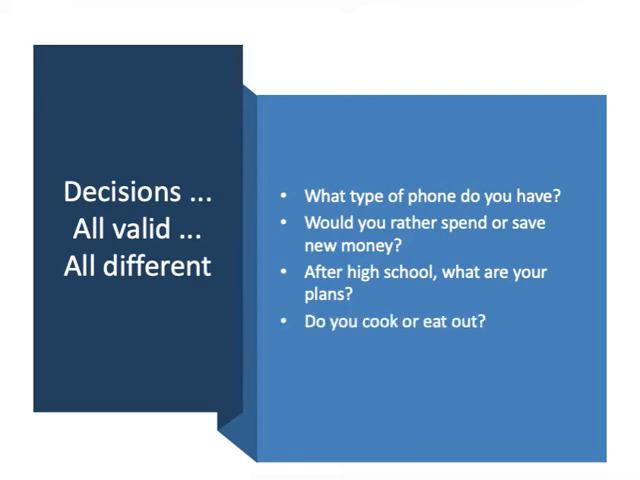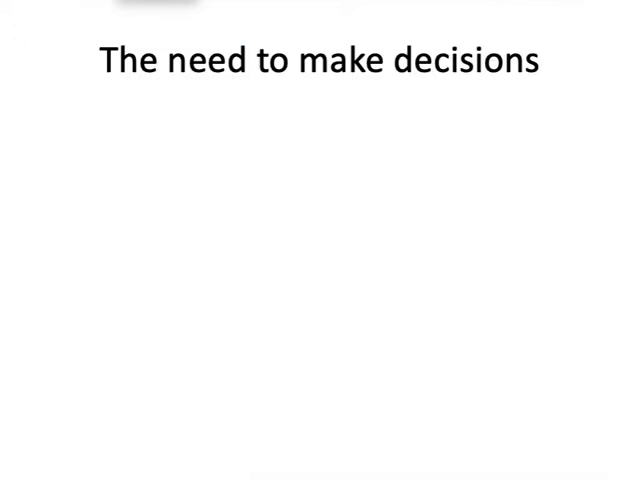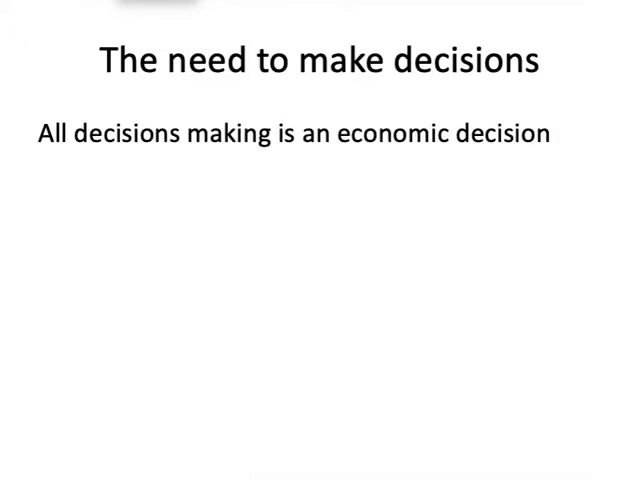Another one: cook or eat out? Money saving, enjoyment of cooking, all these kinds of things. Are you a procrastinator, or do you do your homework right away? Again, all of these are choices that you have to make and that you do make on a regular basis. Understanding that there are choices and what those choices entail is part of this economic thought. So all these choices are decisions. And the question now is, why are we making decisions? Because every decision you make is an economic decision.